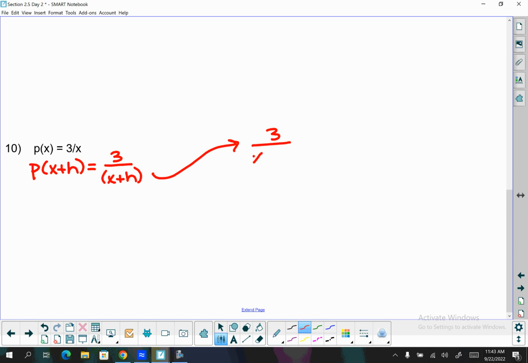Okay, then plug it into the big fraction. 3 over x plus h minus my original function, which is just 3 over x, all divided by h. These rational ones where the x is in the denominator are the easiest ones to set up because there's not really a whole lot you can simplify. They're the most difficult ones to simplify now because you've got to think about adding and subtracting fractions. What do we need to be able to do that? Common denominator, which I do not have right now.